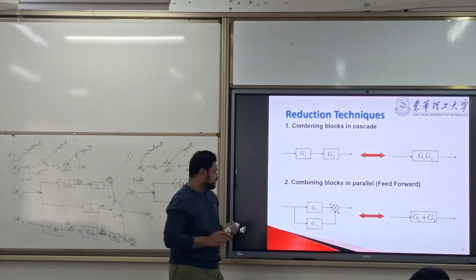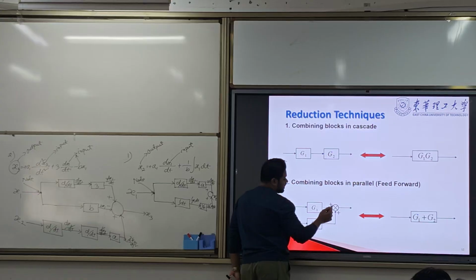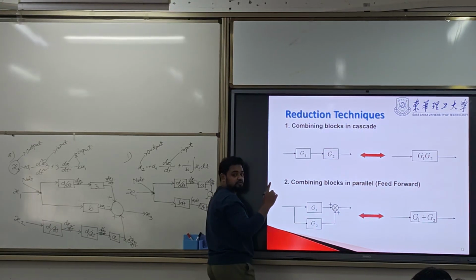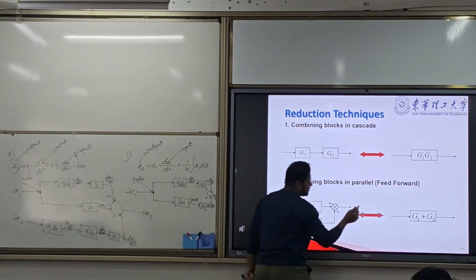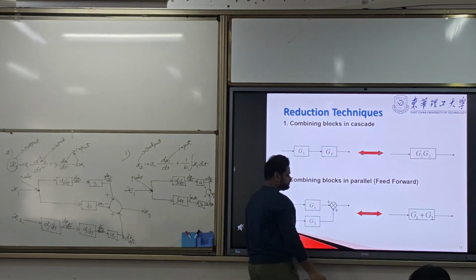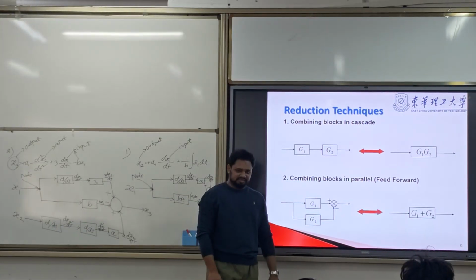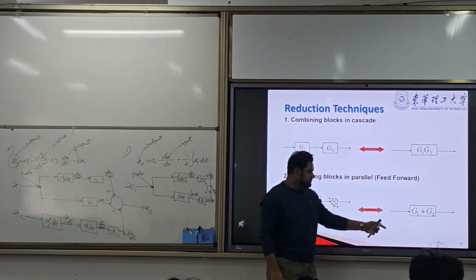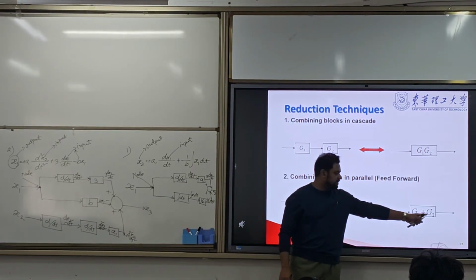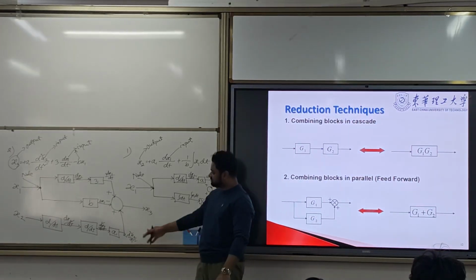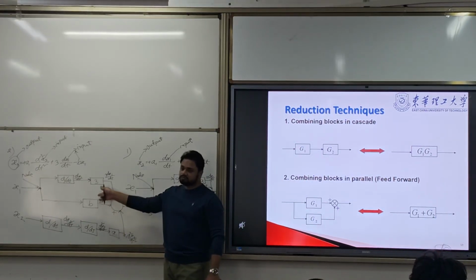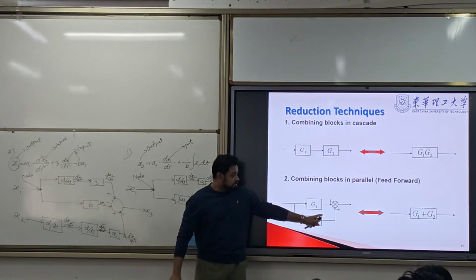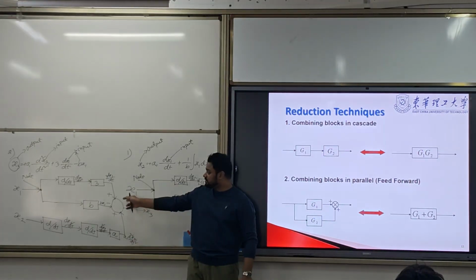Second one, combining the blocks in parallel. Here, there are 2 blocks in parallel with the summing point. What will happen? We will add. The gain will be added. Here G1 and G2 are in parallel, and the gains will be added. Look at this. These two are in parallel, so these two will be added.